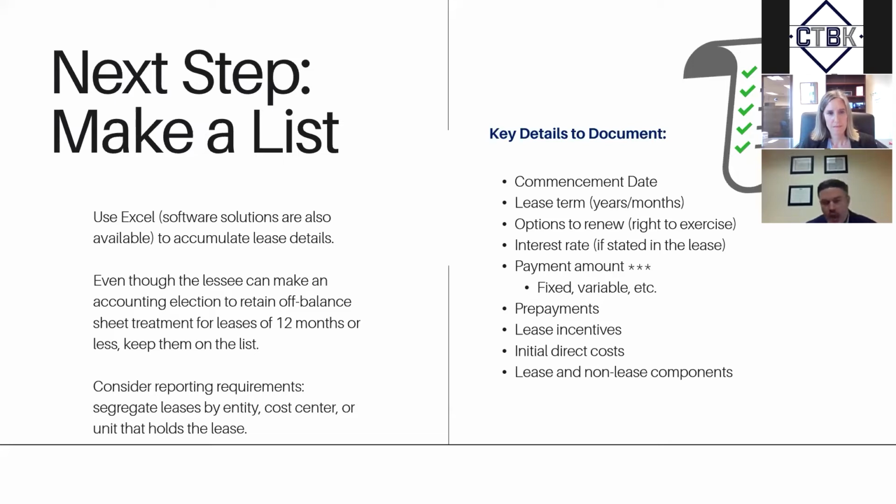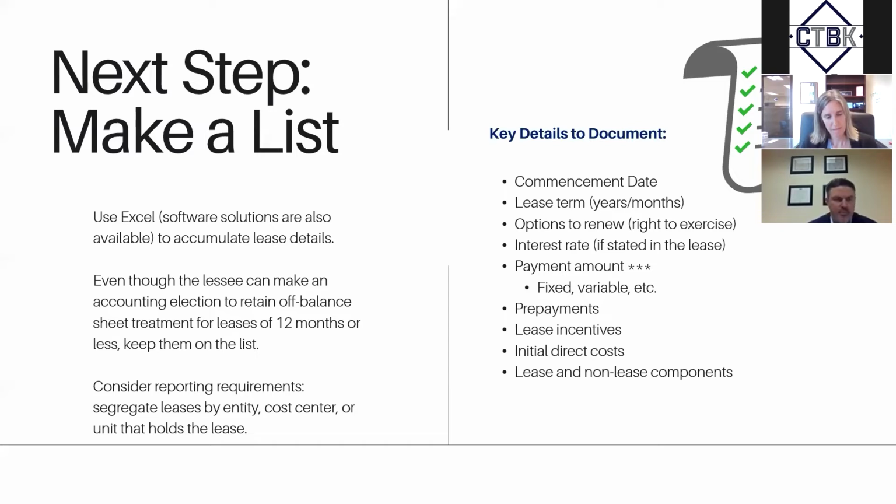Now, as you make this list, you can elect to retain traditional off-balance sheet treatment for short-term leases of 12 months or less. However, our suggestion is that you would keep them on the list as you're building your list and accumulating data. Some of those short-term leases may have options to renew that would then extend the lease term beyond 12 months. So rather than just simply excluding them automatically, it's probably best to include them on the list for further consideration going forward.